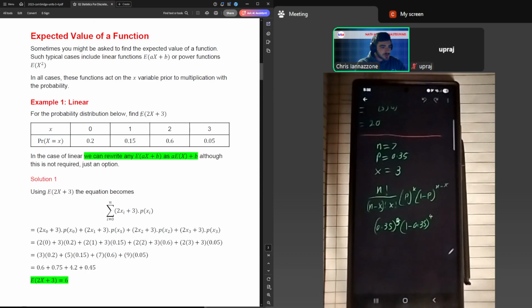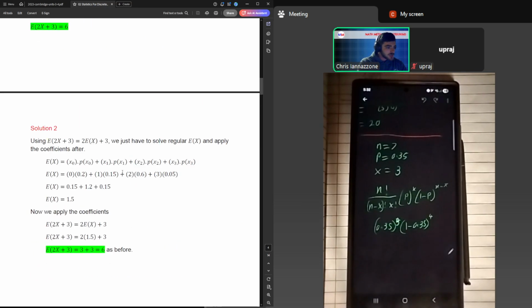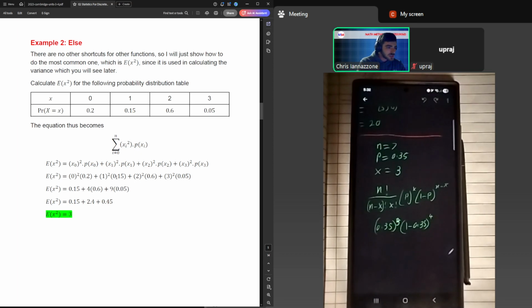If you have to do E of something other than just x inside of the brackets, the most common of which is E of x squared, all it means is that you do whatever's inside the brackets as a transformation to that x value before you do your multiply. So if we have a look at the E of x squared version, it would be 0 squared times 0.2, 1 squared times 0.15, and you can see all those are listed below there.